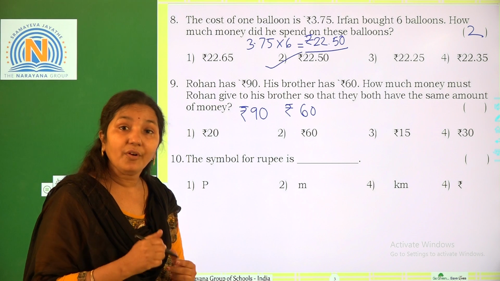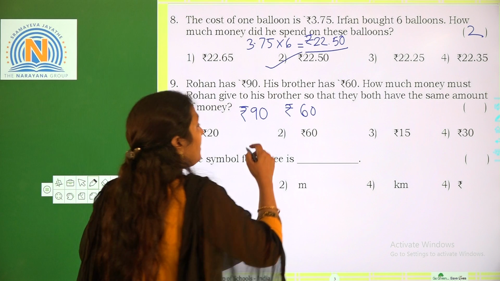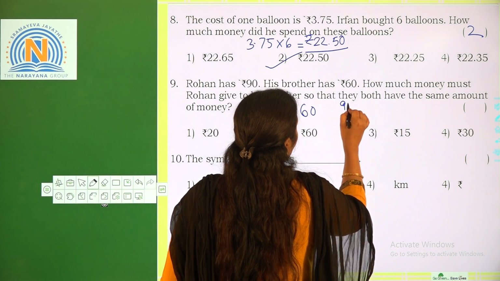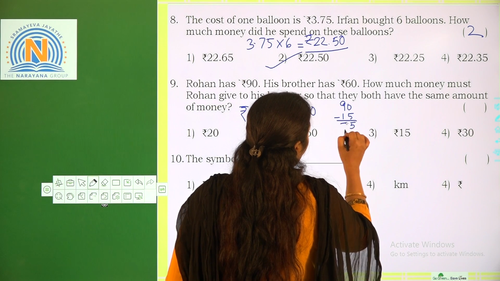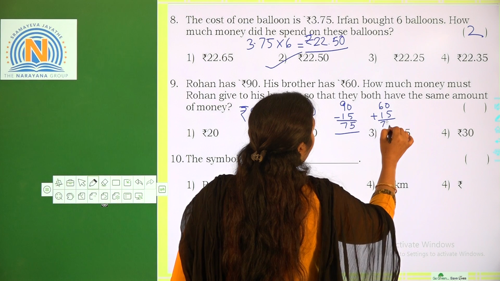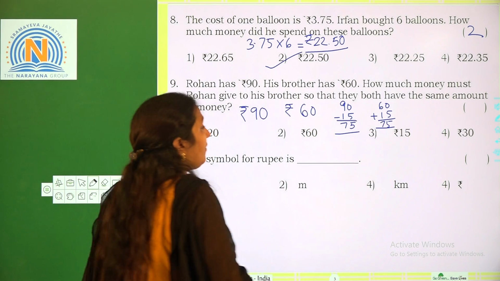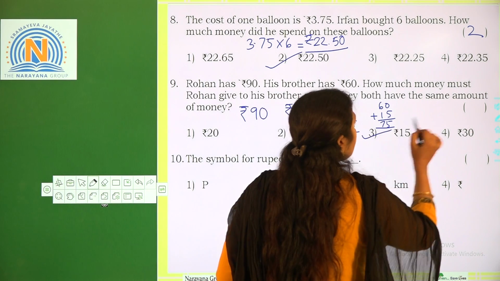So what is half of 30? It is 15. If he gives 15 rupees from his money, 90 minus 15, how much, children? 75. Like 60 plus 15, how much? 75. Both will have 75. So how much money does he have to give? 15 rupees. Which is the correct one?